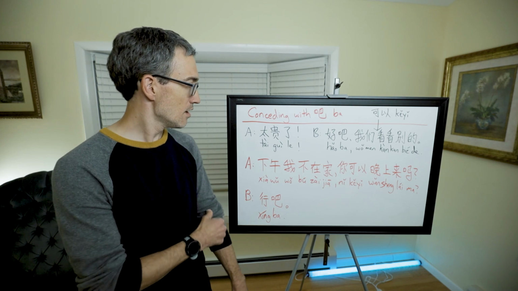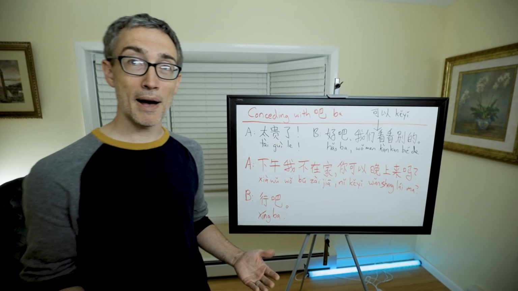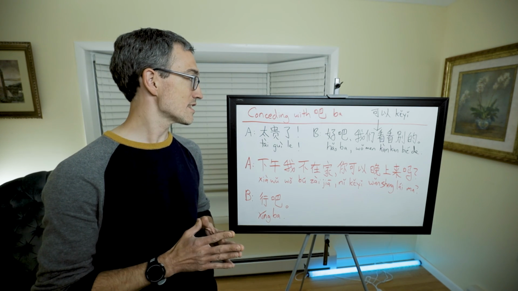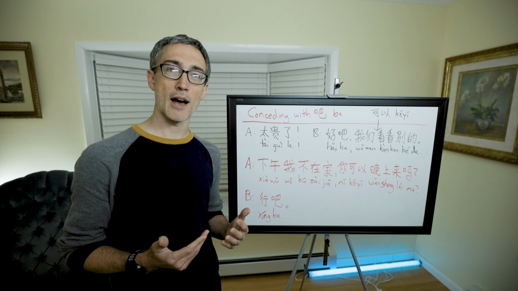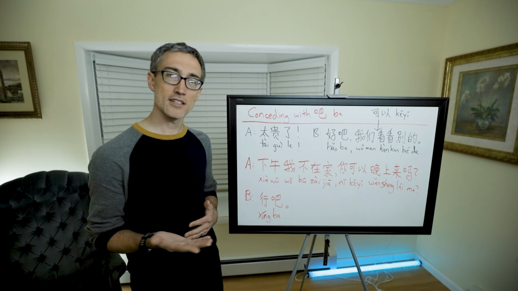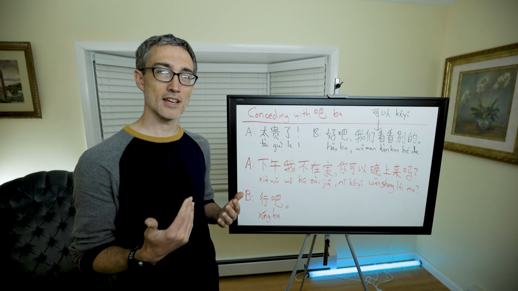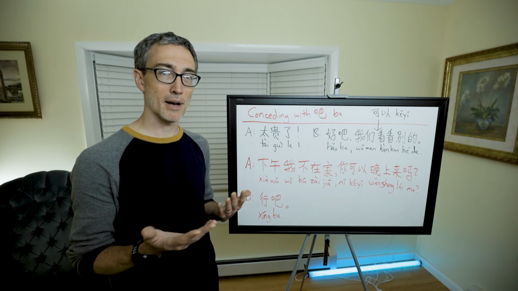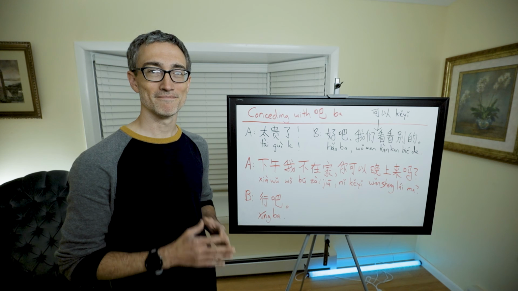That's fine. And so there we have it. There's 吧 to be used to concede when something's not your first option or the thing that you suggested, but someone suggested something else, and you basically say 好吧, 行吧, 可以吧, that kind of thing.